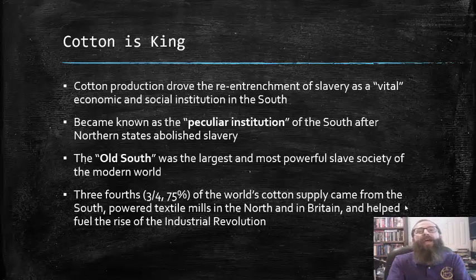The Old South, the antebellum southern United States, was the largest and most powerful slave society of the modern world. About 75% of the world's cotton supply came from the southern United States. It powered textile mills in both the northern United States and in Great Britain, a fact of no small importance, and helped fuel the rise of the Industrial Revolution itself.